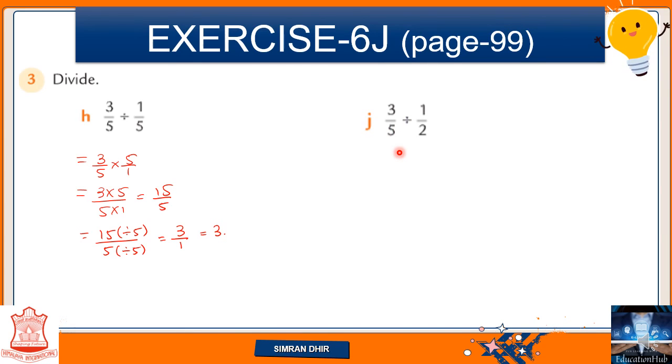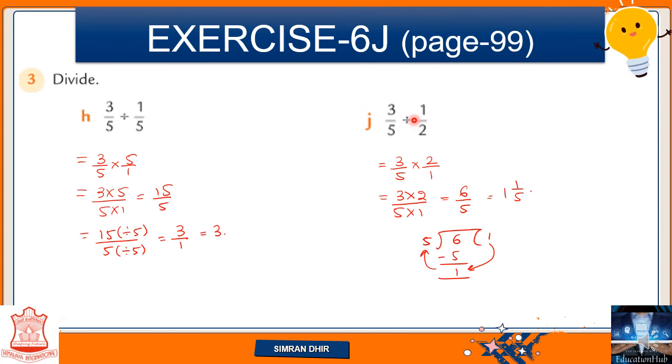Next come is J part. J part is 3 by 5 divided by 1 by 2. How we are going to do? 3 by 5 as it is, division will be changed to multiplication and 1 by 2 का reciprocal will be 2 by 1. So 3 2 times is 6, 5 1 times is 5. So now 6 by 5 is again our improper fraction जिसको हम convert करेंगे mixed fraction में, it will be 1 1 by 5. So again we are going to divide and check. So we are going to write the answer as 1 1 by 5. I hope this is clear to you.